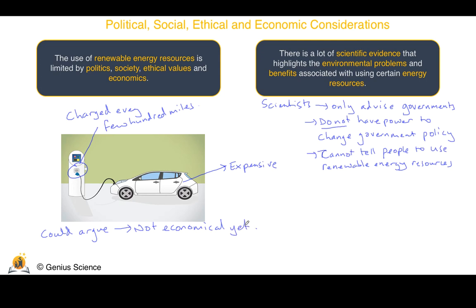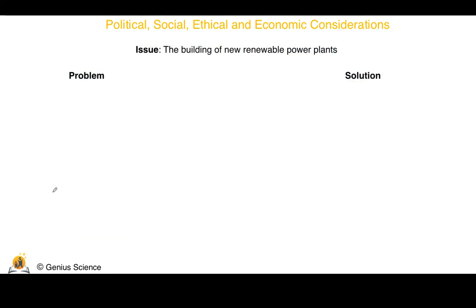In this last part of the video, we are going to look at an issue concerning renewable energy resources, the problems associated with it, and then the solutions. The issue is the building of new renewable power plants. And the problems with building new renewable power plants are that they are expensive. Governments need to raise the money to build them, and this money needs to be raised via taxes, which means higher energy bills. And because of this, customers may not want to pay more.